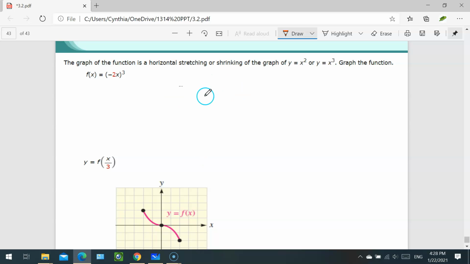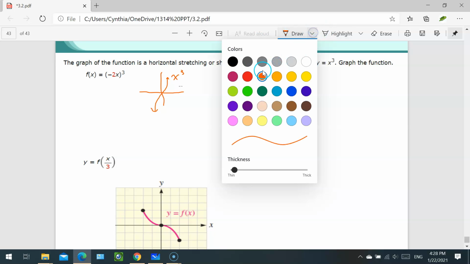Now we look at two examples from your text, from your web assignment. The graph of the function is a horizontal stretching or shrinking of the graph of these two. So graph the function. This is the power 3. The parent function, or basic function, of the power 3 is kind of like a river passing through (0, 0). So this is x to the power 3. Now we are going to sketch this translated function by using the parent function. Let me use another color.